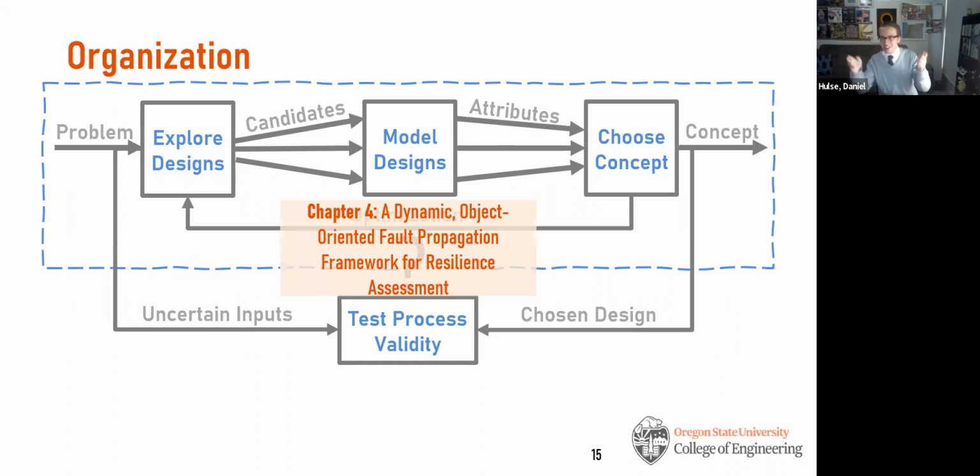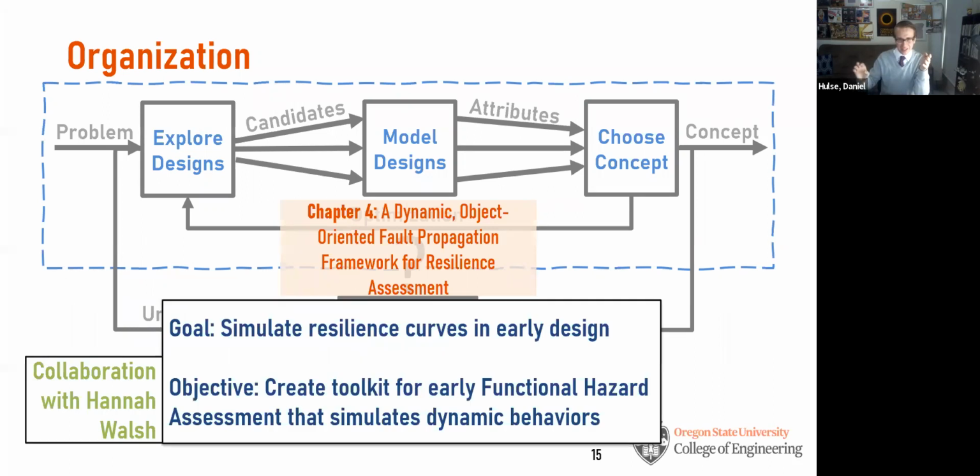So in the next chapter, we then study how to simulate resilience curves in early design. The objective there was to create a toolkit for early functional hazard assessment that simulates dynamic behaviors. This work was actually a collaboration with my classmate Hannah Walsh, who defended her PhD about a month ago, and also works in the lab.